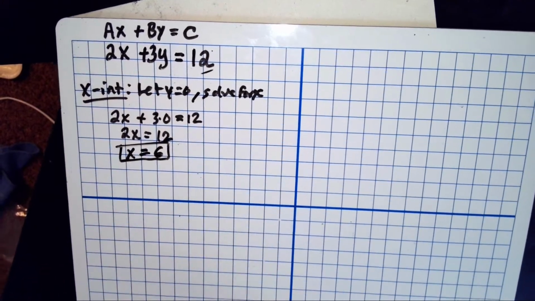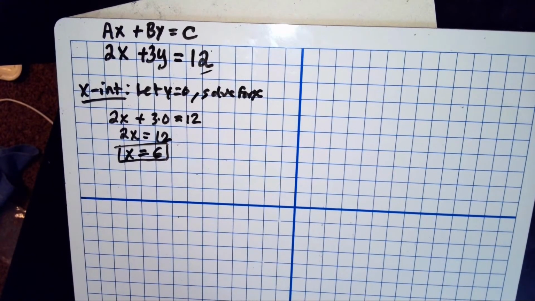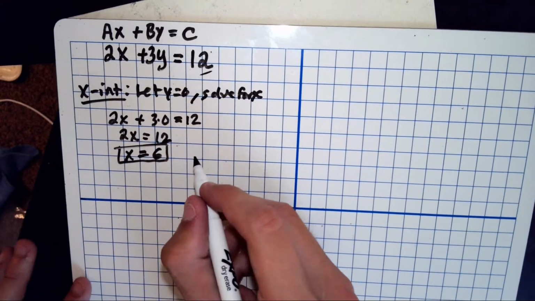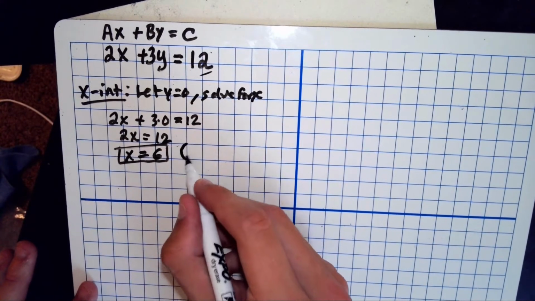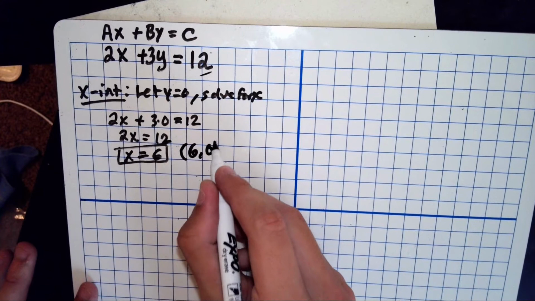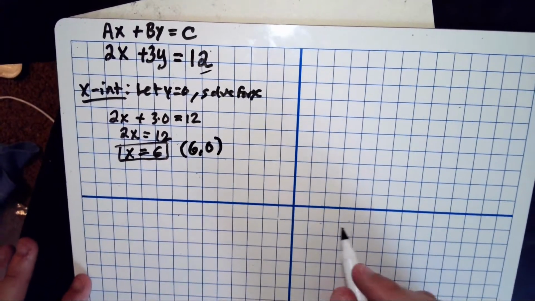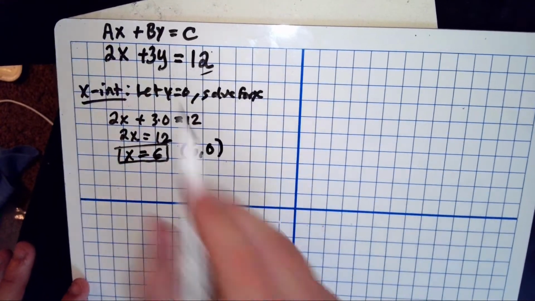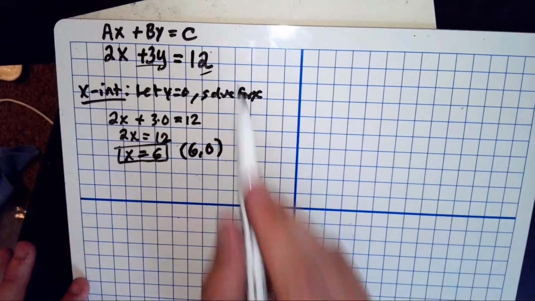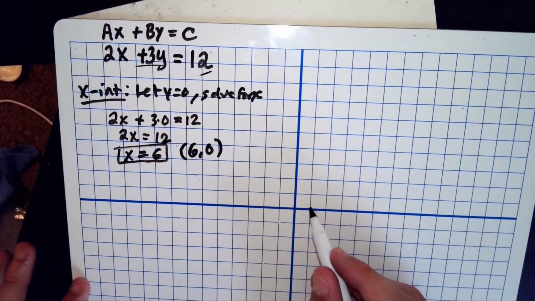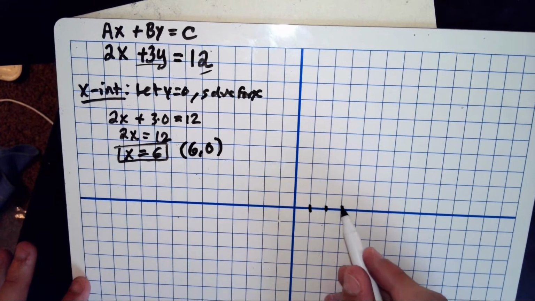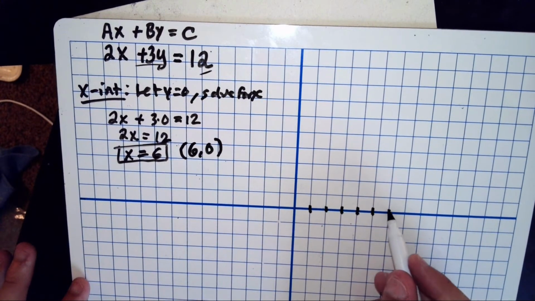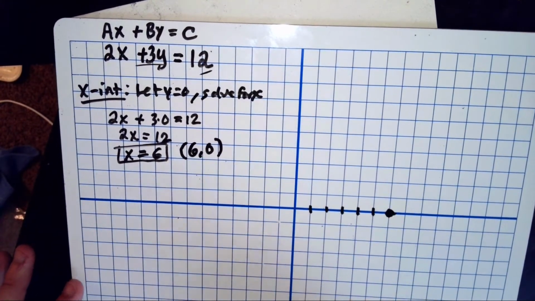So we have an x-intercept of 6, or really the proper way to say it is that we have an x-intercept of 6 comma 0. So that is where the line crosses the x-axis. So I'm going to mark off that point. 1, 2, 3, 4, 5, 6. Right here. I'm marking off that point right there.